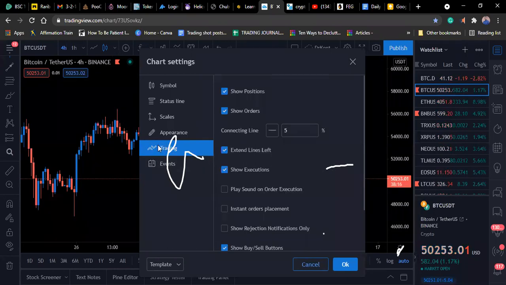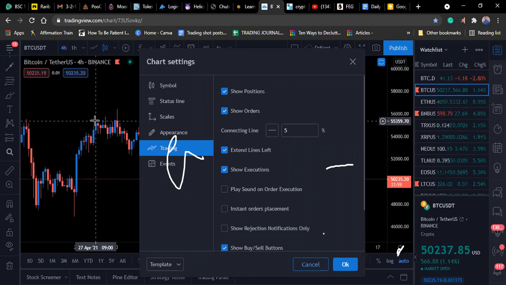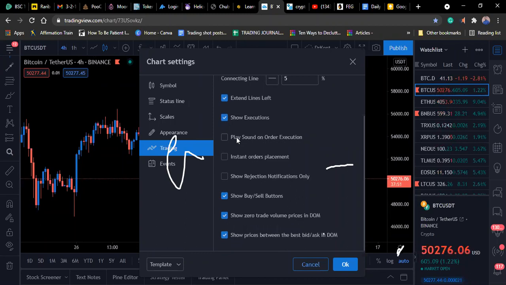Then trading, you can decide to show positions. If you show positions, that's if you're trading. There are some brokers that allow you to connect your TradingView directly to your broker, but you can only have that on big forex trading brokers. For crypto, that doesn't exist. So no crypto broker has that yet. So you can't do that for crypto.